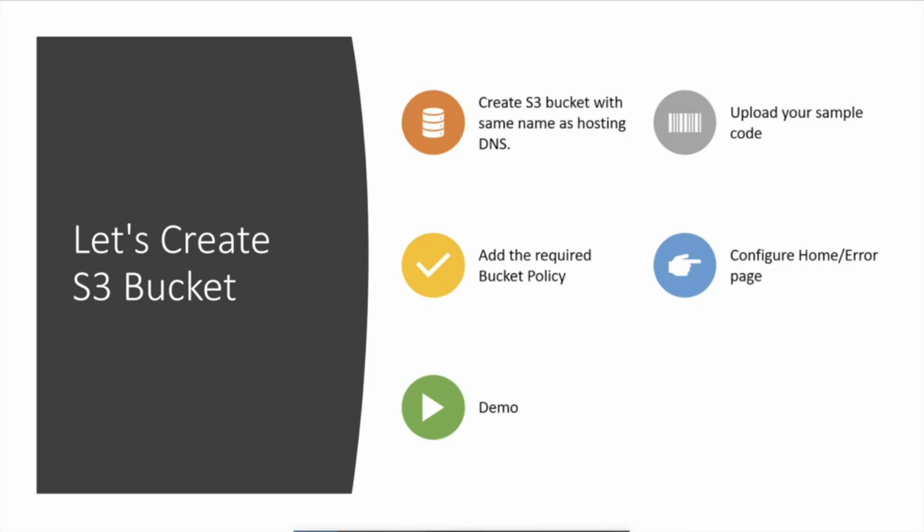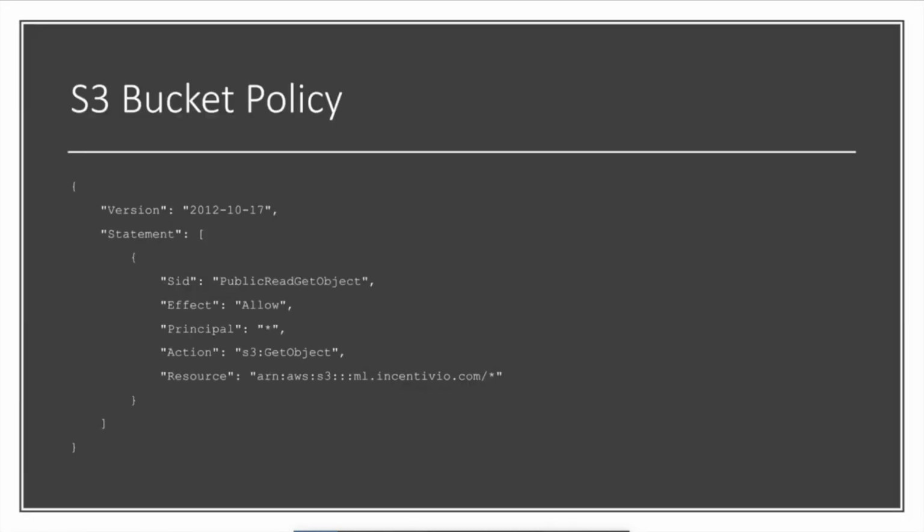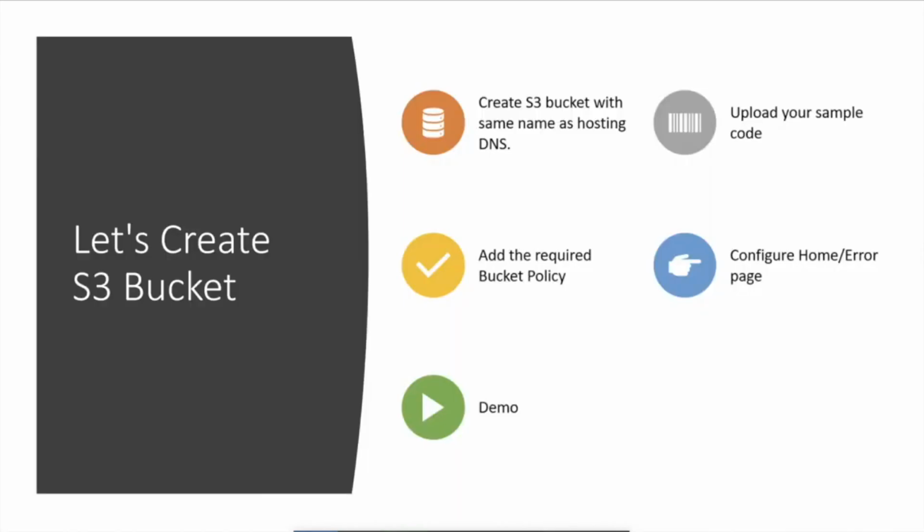After that, we need to think of what bucket policy we are going to use for enabling the static web hosting. And then we need to configure the pages, the home page and the error page as well. And then we will be done with hosting the website on the Amazon S3 bucket.